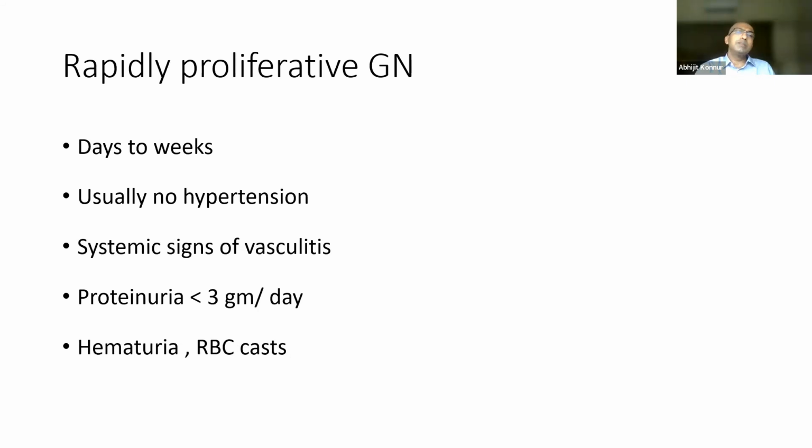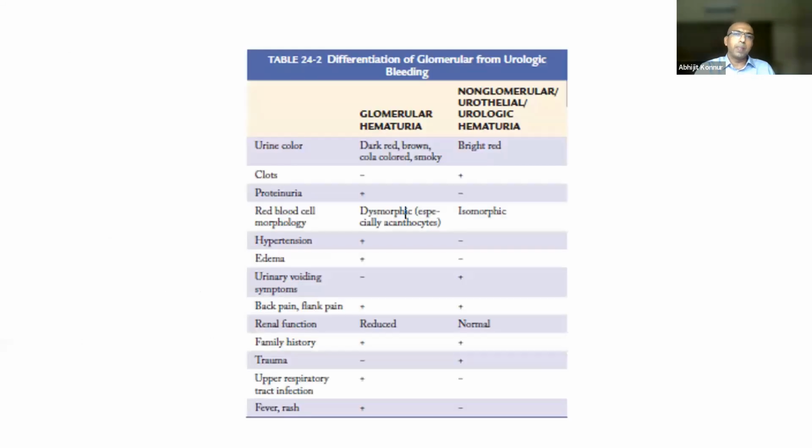And lastly, you have the third category called rapidly progressive proliferative glomerulonephritis, which presents over days to weeks. Usually no hypertension is present. They are associated with systemic signs of vasculitis. Proteinuria is typically in the subnephrotic range, and one may find hematuria and RBC casts on urine exam.